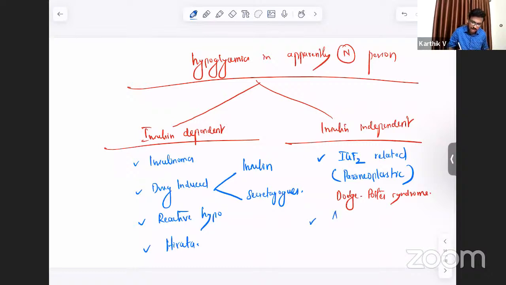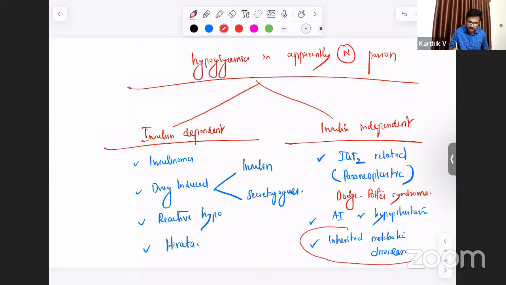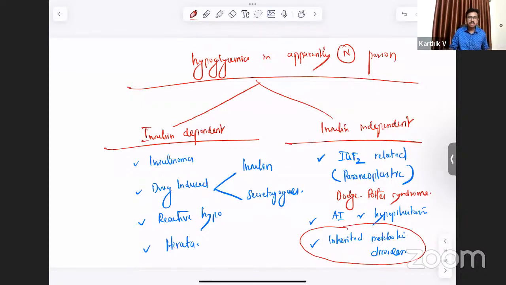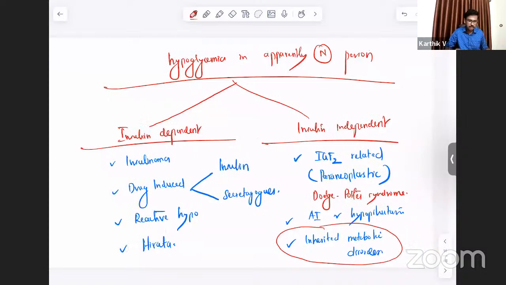like adrenal insufficiency, hypopituitarism, then the inherited metabolic disorders, like the fatty acid oxidation defect, the disorders of gluconeogenesis, disorders of glycogenolysis. So everything can result in insulin independent causes, but these are of interest mainly in the pediatric population, and these things hardly present to a physician for evaluation. Okay. So this is in broad regarding the causes of hypoglycemia. We have divided it into insulin dependent and insulin independent.